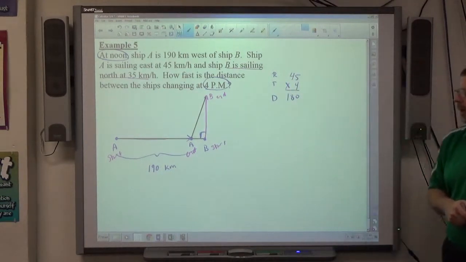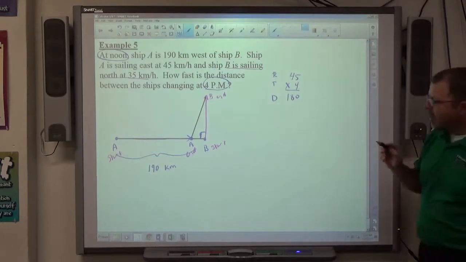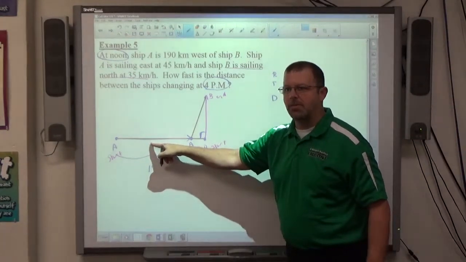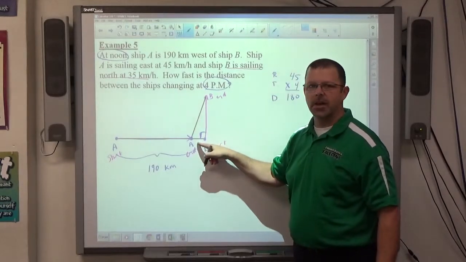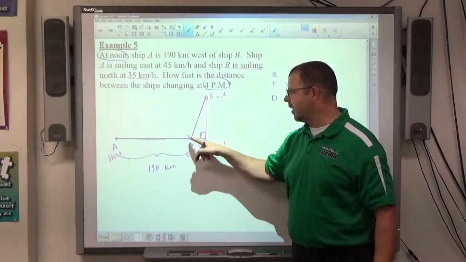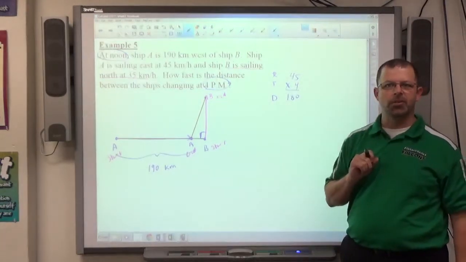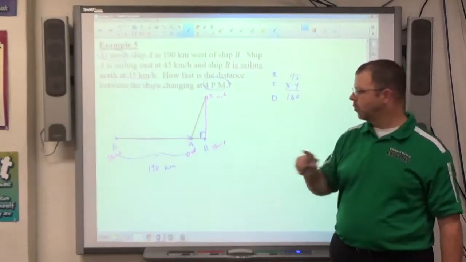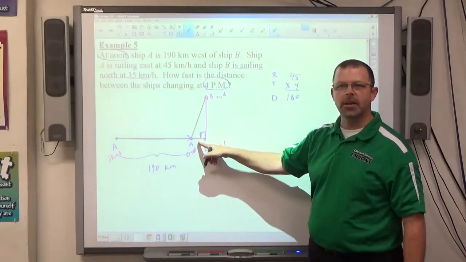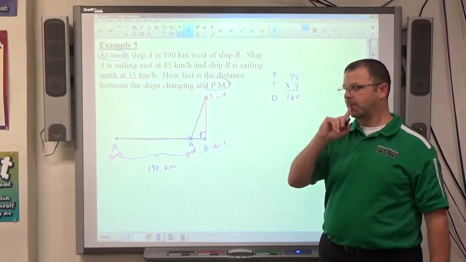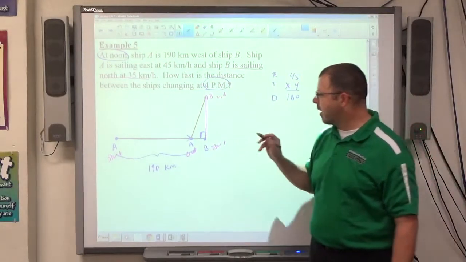Here's what I want to get across to you. I could put X here, how far ship A traveled. This will be 190 minus X. Or I can put X right here, and that would be 190 minus X. It doesn't matter how I go about doing it. What would be easier to work with? Would it be easier to work with X or 190 minus X? You think 190 minus X is easier to work with than X? No, probably X. Yeah, X is probably easier to work with.